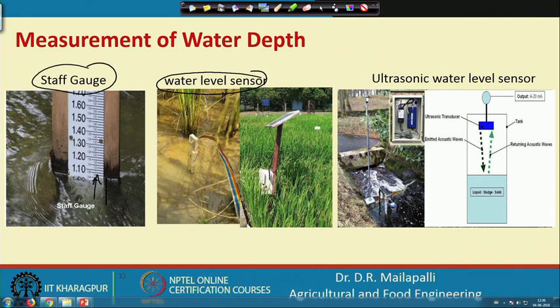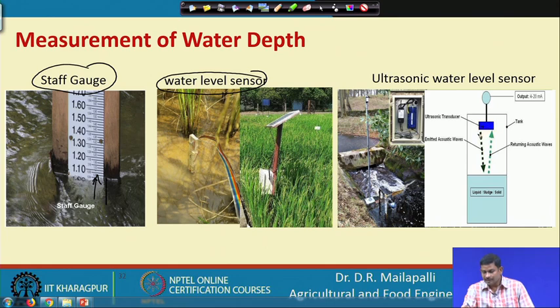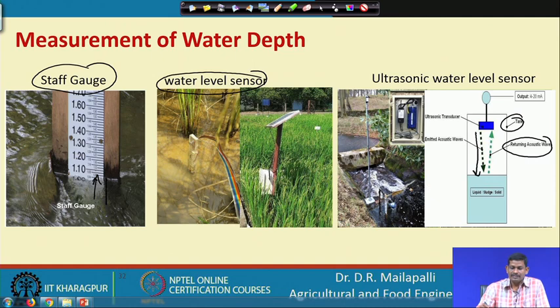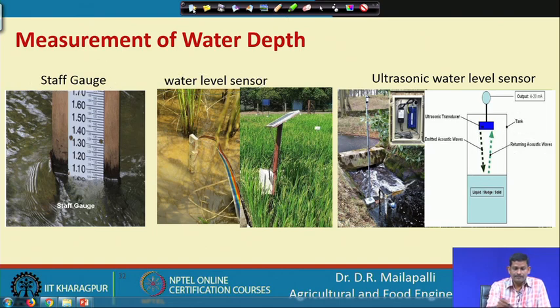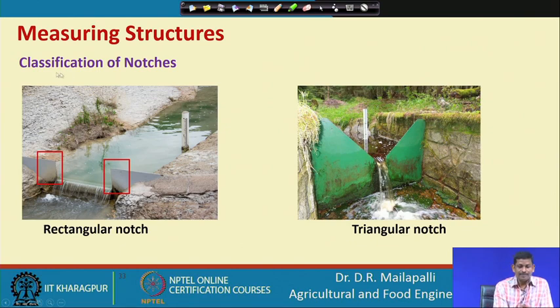This is also a calibrated one, and here it is ultrasonic level sensors. If you see here, the emitter sends an acoustic wave, and then a weak returning acoustic wave comes back. Suppose this is in a tank. The difference will be converted into voltage, and the voltage will give the water level, and this is also calibrated. Okay.